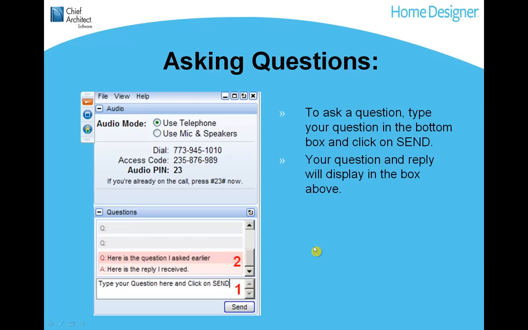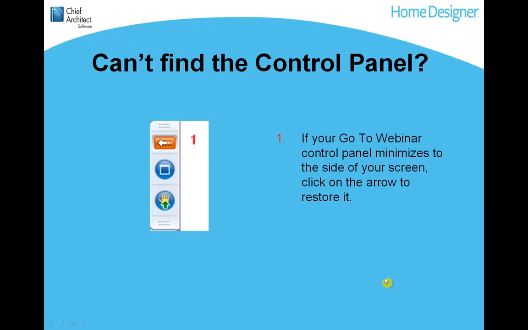Like I said, we do have Emily here with us, so at any point today, if you have any questions, just go ahead and type them into this box and click on Send. You'll see your question and Emily's response here below. If you can't find that control panel, it does minimize to this little box. Select this orange button, and it'll maximize so you can see all of those options that we've been looking at.